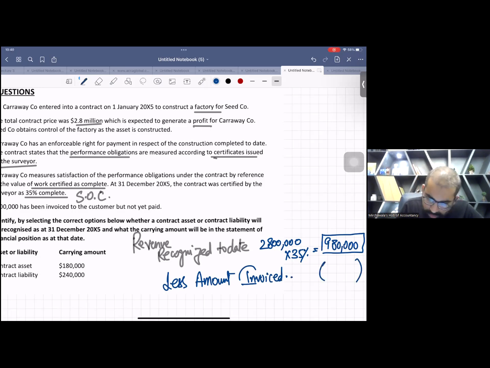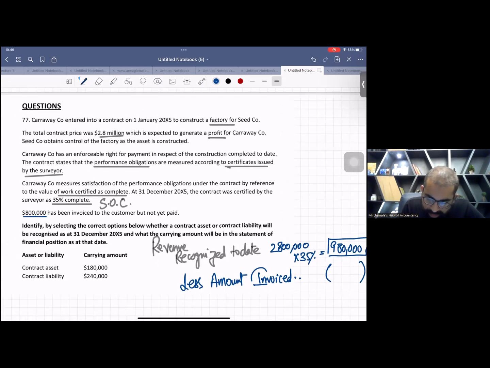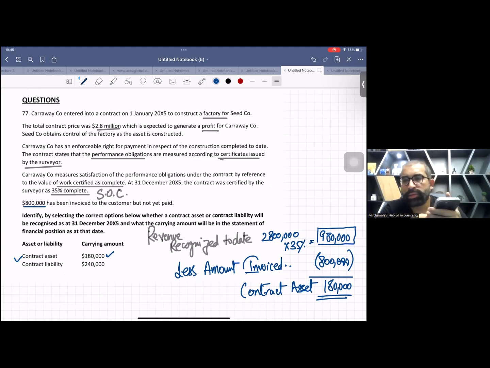Now can you see the question? Yes, we can. 800,000 has been invoiced to the customer but not yet paid. We have sent the invoice of 800,000 but we haven't received a single penny. So we only want the amount invoiced. This is 800,000. So what is your contract asset? Contract asset is 180,000. This is your answer. That's it. Please check.